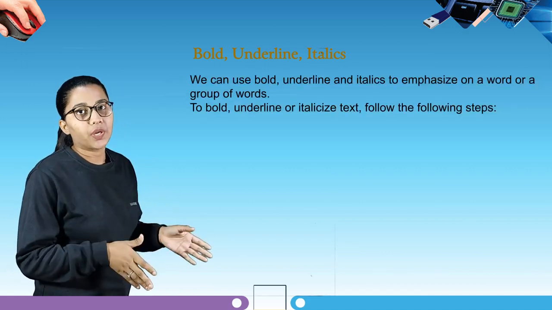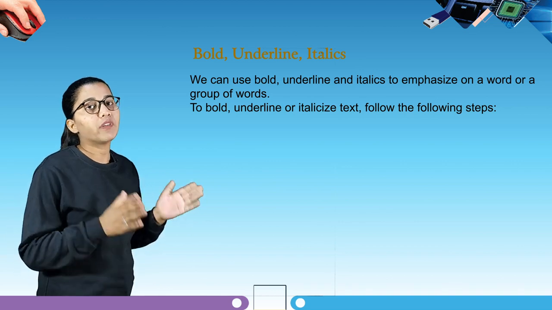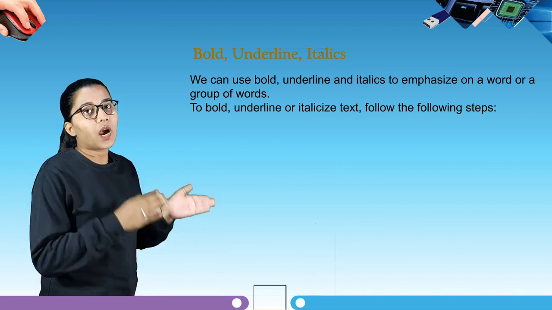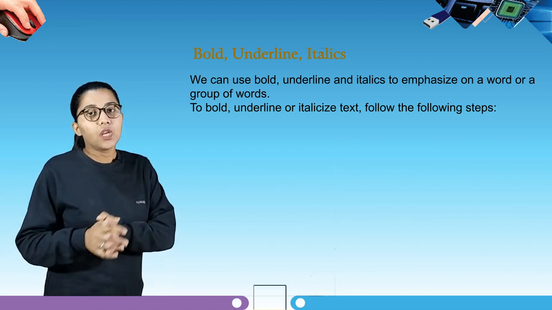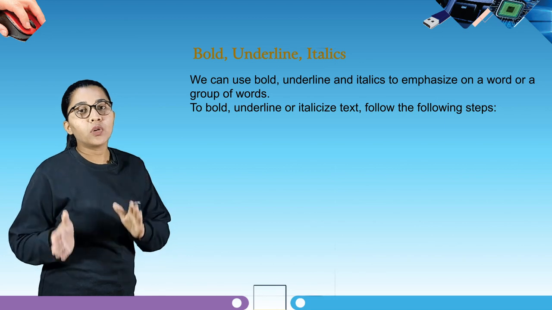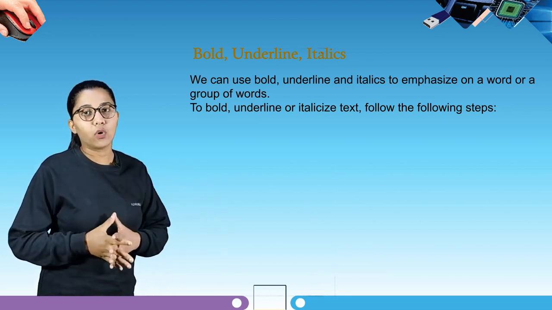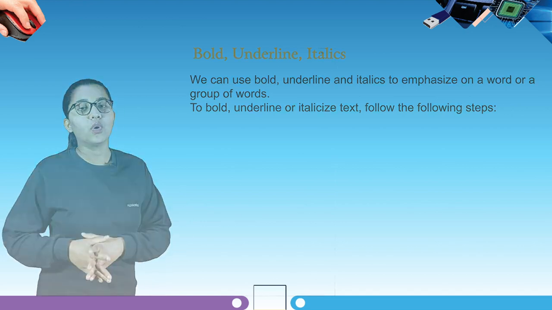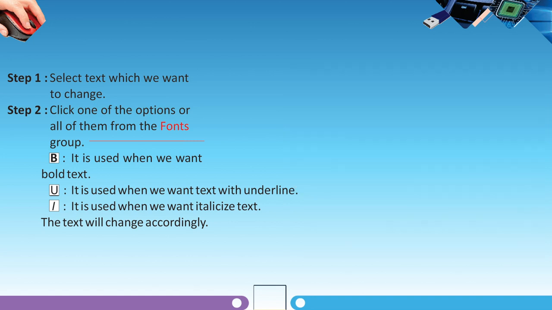We can use bold, underline and italic to emphasize a word or a group of words. To bold, underline or italicize text, follow these steps. So students, if you want to underline, bold or italicize your text, you have to follow these steps. So our step 1 is select the text which we want to change. Then step 2, click one of the options or all of them from the font group.